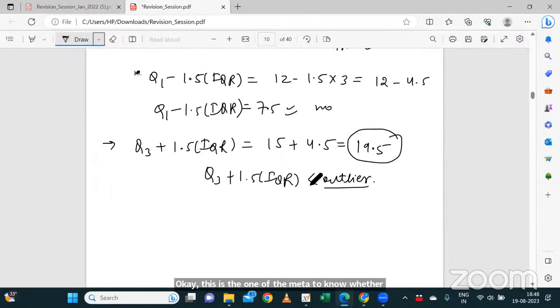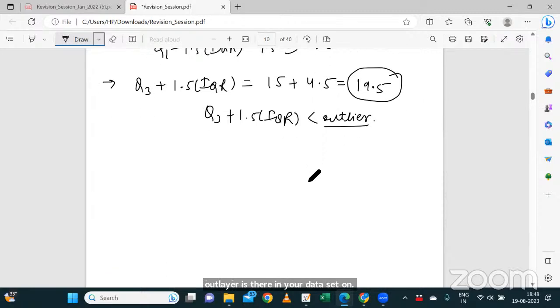Okay, is this clear? Sir, is there any logic to use 1.5? Actually, some derivation is involved behind this formula. If you want to save time, you can just go with the formula. So the logic is there. Everything actually has logic involved.